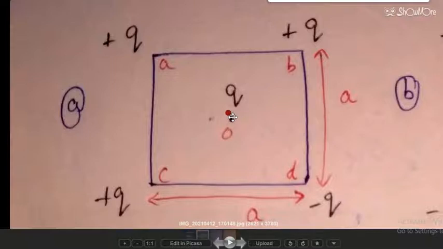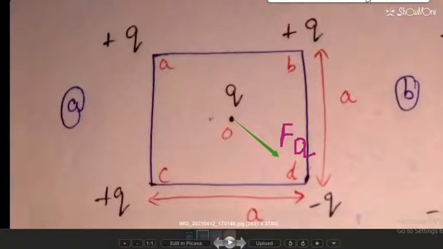So this positive charge, which is placed at A, will repel this positive charge. This will be the direction of force acting on charge O due to A. So I am writing it as Fa. This is the force due to charge A at point O.